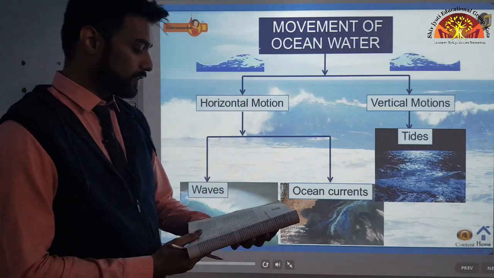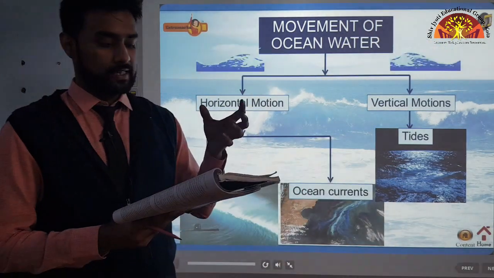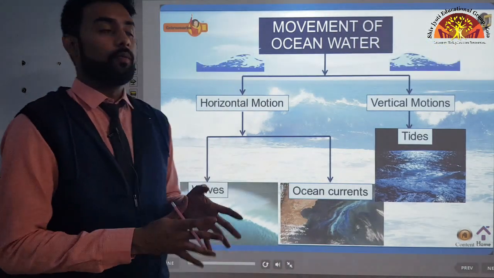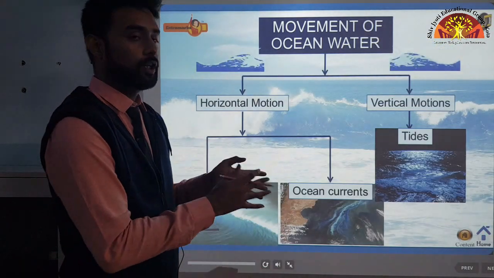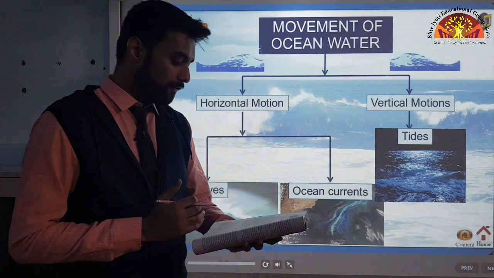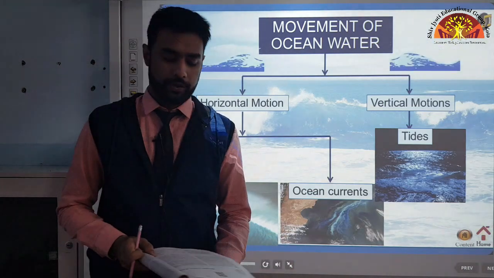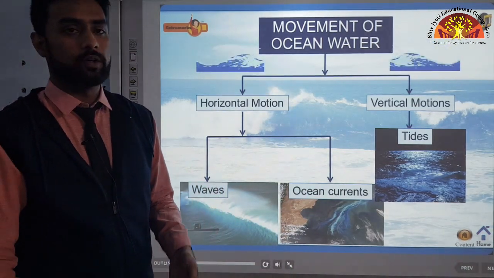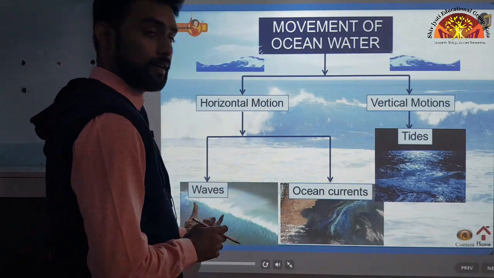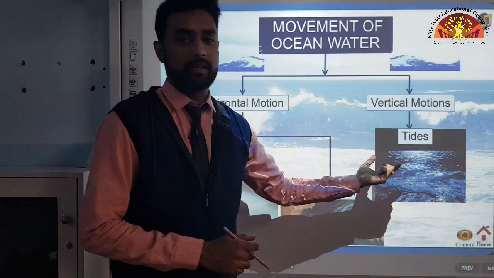Now, the vertical motion refers to the rise and fall of water in the oceans and seas, that is the tides. Due to the attraction of the sun and the moon, the ocean water is raised up and falls down twice a day. What happened during tides is that twice a day the ocean water rises up and then it falls down in a vertical direction. The upwelling of cold water from subsurface and the sinking of surface water are also forms of vertical motion of ocean water. So we have learned that there are movements of ocean water, that is waves, ocean currents and tides. Waves and ocean currents are horizontal motion and tides are the vertical motion.